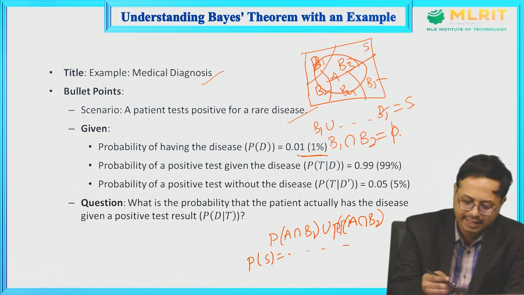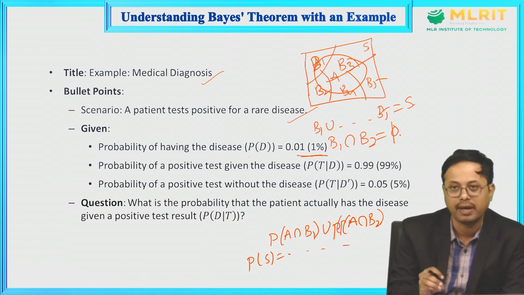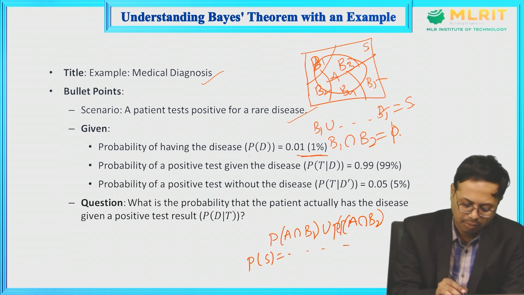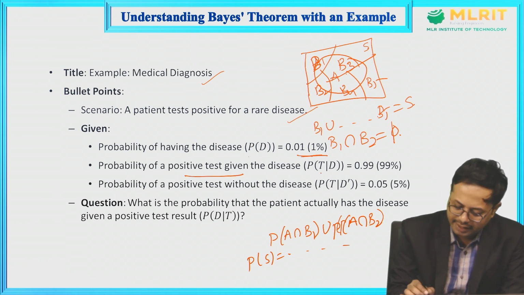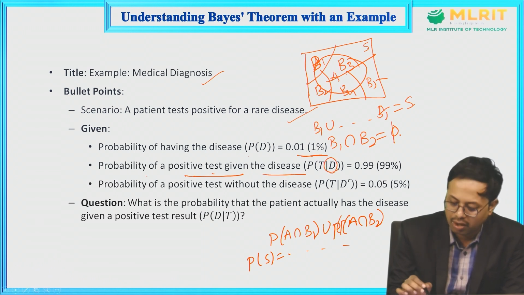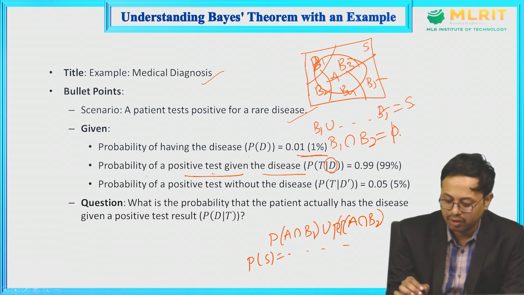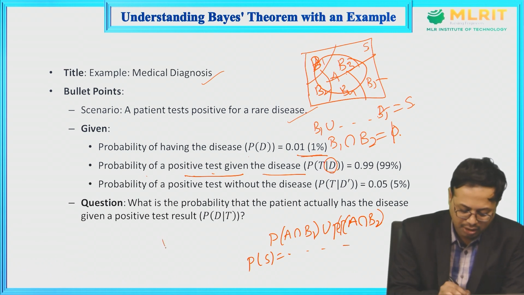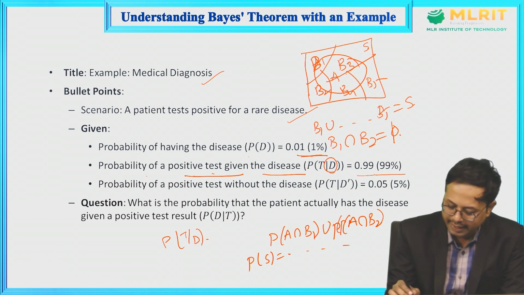In the Bayes theorem, we are taking only the particular part. In the total probability theorem, we are taking all the cases. Positive test, I am considering the positive test given the disease. The given event, the disease, will always be in the denominator. The event which is known is always placed in the denominator. And the positive test, P of T given D, is 99%.